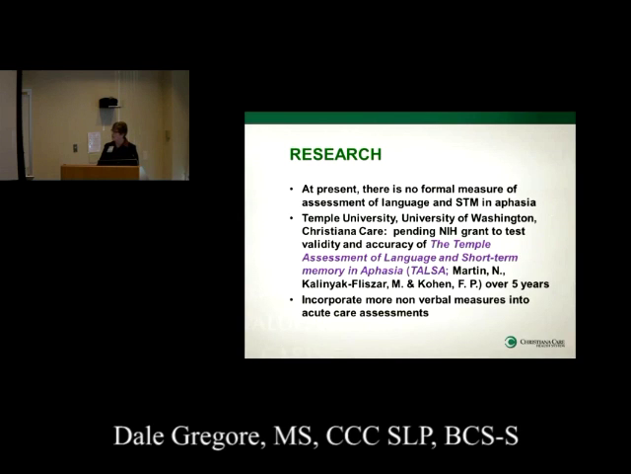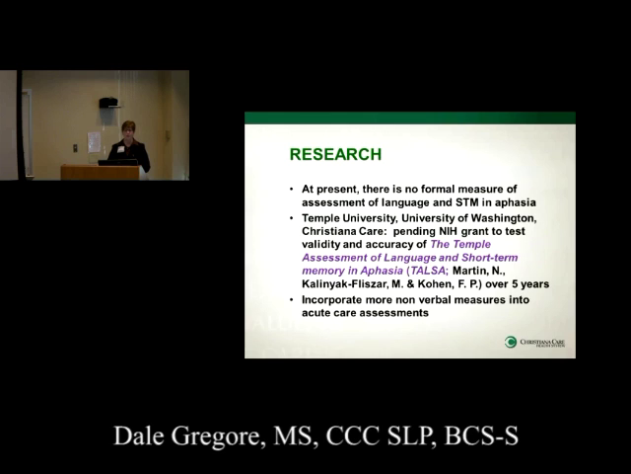The interesting part, I'm really excited to say that we are partnering and we're waiting for an R01 grant approval from the NIH to test the test. At present, there is no formal measure of assessment of language in short-term memory and aphasia.